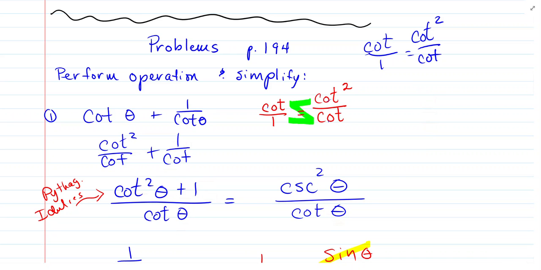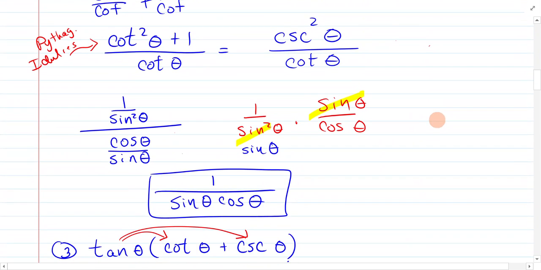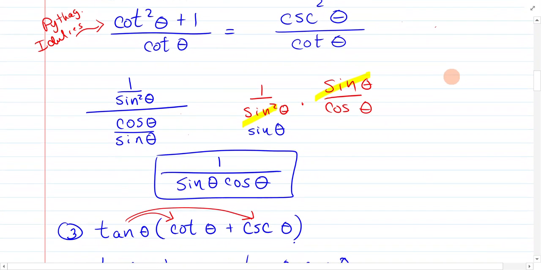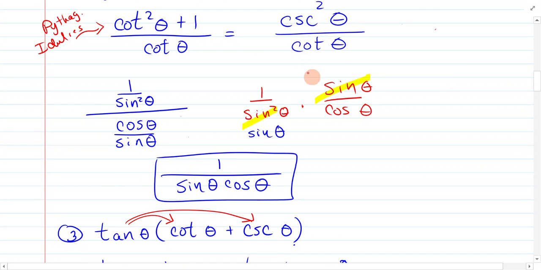If we go a little bit more, and we turn everything into sines and cosines. Cosecant squared is equal to 1 over sine squared. Cotan is cosine over sine. So we have 1 over sine squared times, flip this, sine theta over cosine theta. The sines cross out, at least one of them here. So that's sine squared, so we're left with a sine theta. And we are left with 1 over sine theta cosine theta.